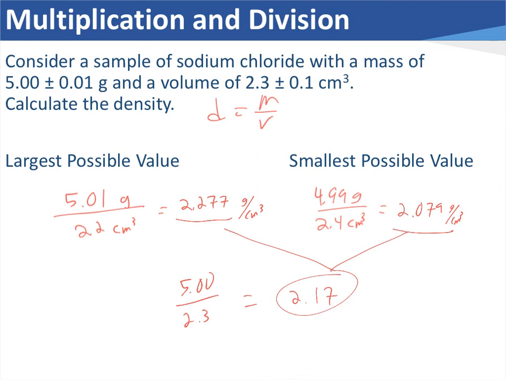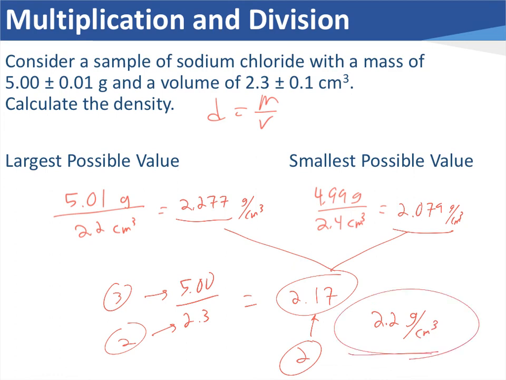Yeah, probably. Well, this has 3 significant figures. This only has 2 significant figures. So I need to round my answer to 2 significant figures. So I'm going to get 2.2 grams per centimeter cubed. And there is my answer rounded to the proper number of significant figures, which is about in the middle of these 2 numbers, the smallest possible value and the largest possible value based on the uncertainties.